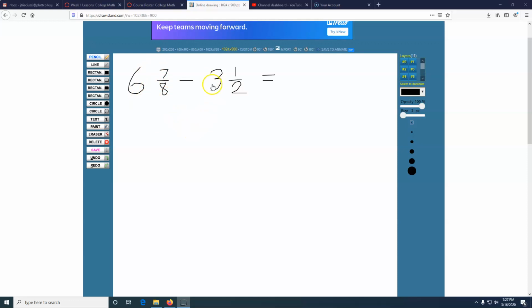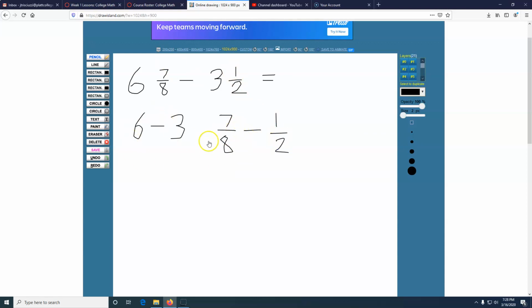But when you're adding and subtracting fractions, and only when you're adding and subtracting them, so no multiplication, no division, you can actually break this problem up into the whole numbers and the fractions as separate things. So you can do 6 minus 3, and you can take 7/8 and subtract a half.